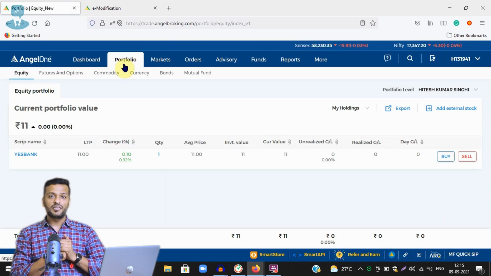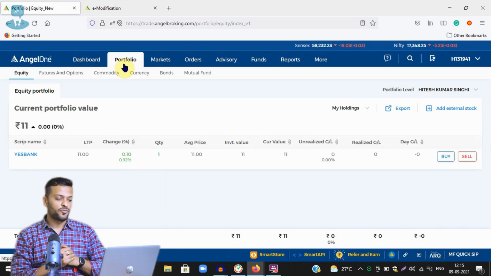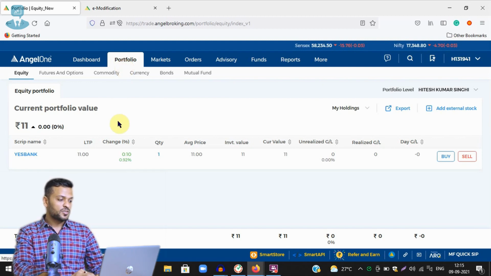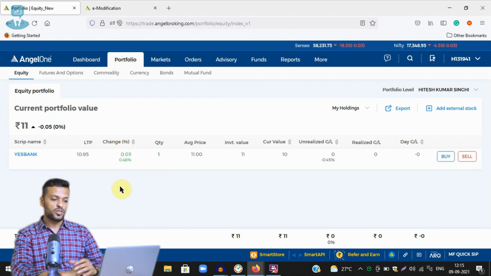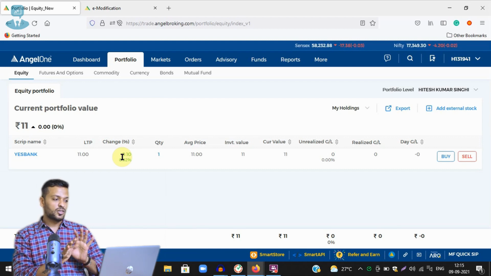The next is the portfolio. Now portfolio basically tells you what your current portfolio in the market is, how many shares you have bought, sold, and what the position is. Right now I have just one share of Yes Bank which I bought this morning, and it shows you the amount invested and the current value of the shares. If the change is in green, the share is making money for you; if the change is in red, you are losing money on that share. That is what the portfolio tells you.